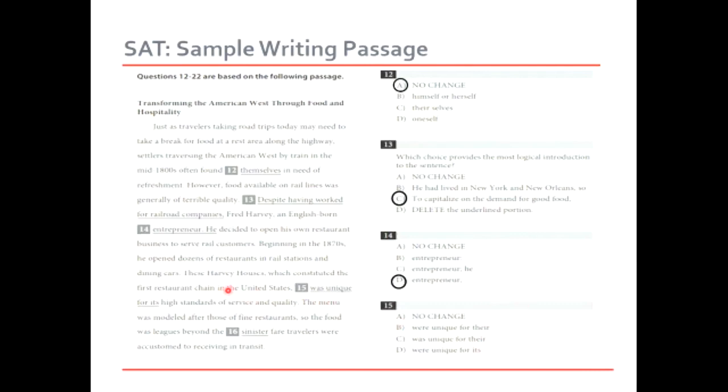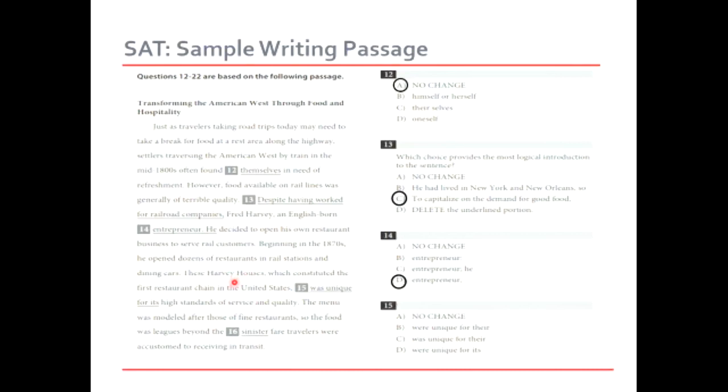Let's look at this sentence. "Was unique for its." Let's see if it's right or if it needs to be changed. I'm going to read out the sentence. These Harvey houses, which constituted the first restaurant chain in the United States, was unique for its high standards of service and quality. Was unique for its high standards of service and quality. Definitely doesn't sound right because the subject says these Harvey houses.